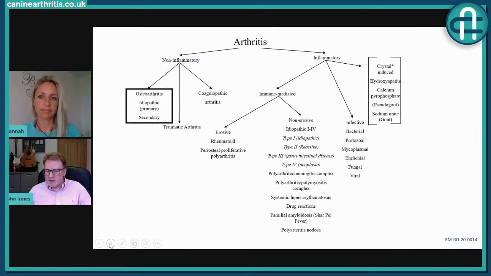So I won't bore you with this slide. Osteoarthritis is really important in dogs because it's by far and away the most common form of arthritis, but it's not the only form of arthritis. You can see OA on the left-hand side there in a box, but there are lots of other forms of arthritis that exist. They tend to be less common, but it's always worth speaking to your vet to make sure that it is OA that you're dealing with. The treatment of the others is very, very different.